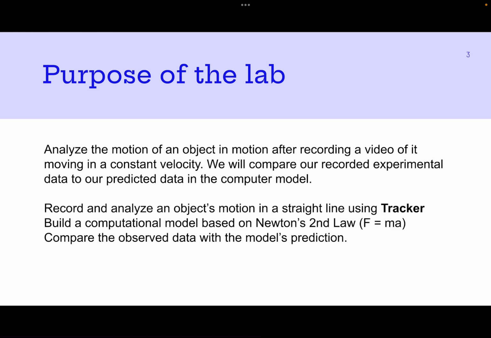So, the introduction. For lab 1, the purpose was to analyze the motion of an object in motion after recording a video of it moving in constant velocity. We will then compare our recorded experimental data to our predicted data in the computer model, which in this case was Tracker, and we recorded and analyzed the object's motion using a straight line. And then we're going to build a computational model based on Newton's second law, which is F is equal to mass times acceleration, and then we're going to do the comparison between both.